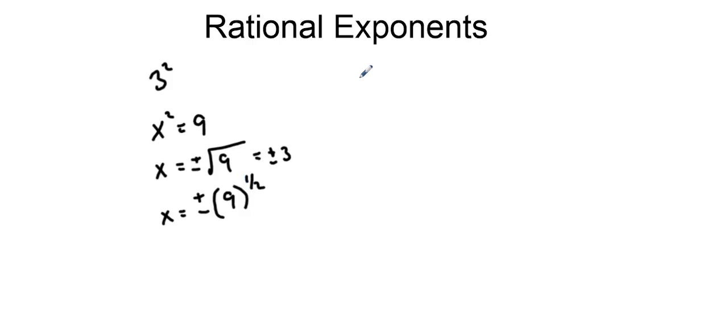And truth be told, when you have a value, let's just call it a to the n power, this is going to be the key thing: whenever you have a rational exponent, the numerator is known as the power of the exponent, and the denominator is known as the root of the exponent.